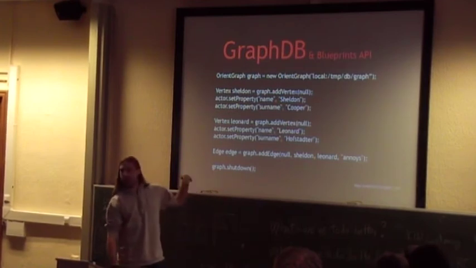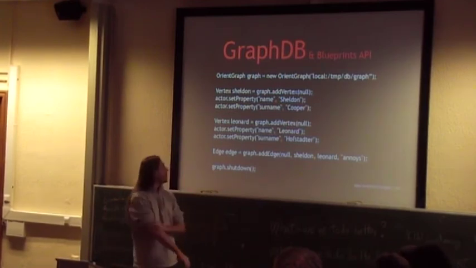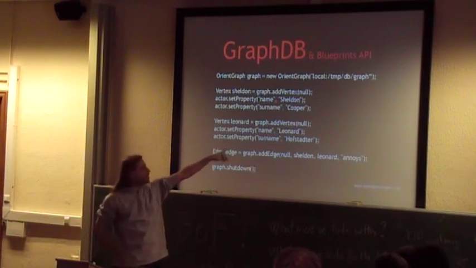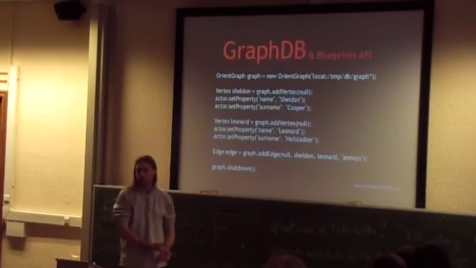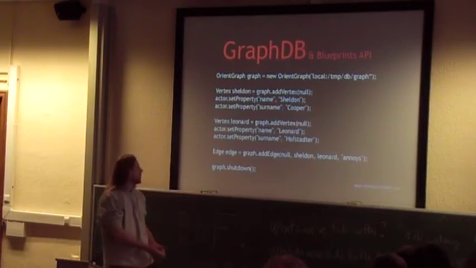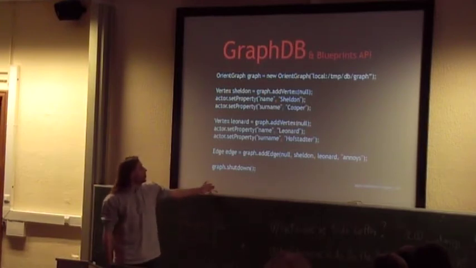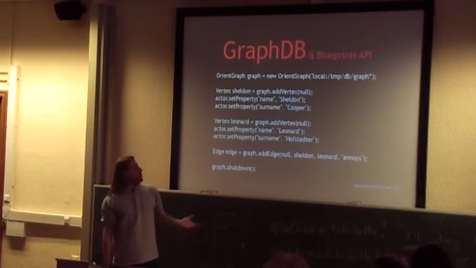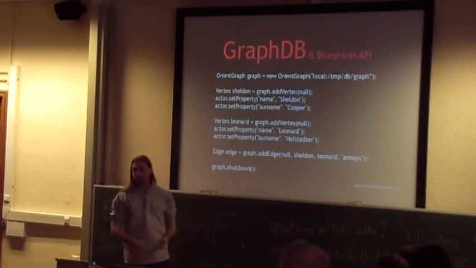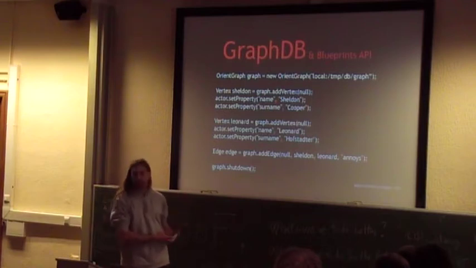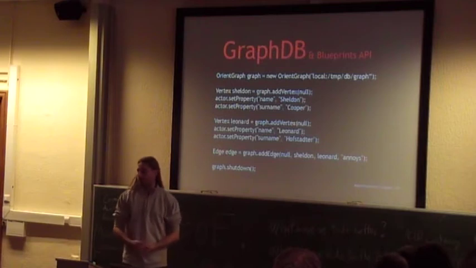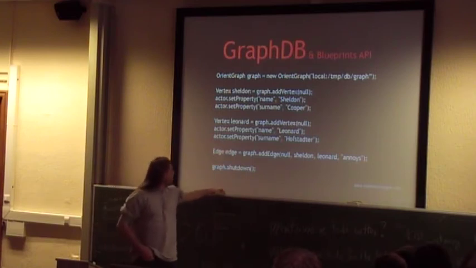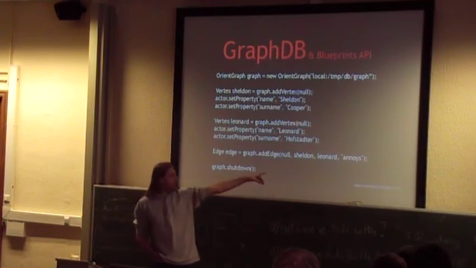Now, that's the highest level API for managing graphs. We create a new OrientGraph giving it its path, in this case a local path. If we have a server running, we use remote, the address, port, and the database name. And we see that it's really simple to work with vertexes and edges. We ask the database to create a vertex. In this case, the null value means we want just a vertex, without any superclass or extended class. So we create Sheldon and Leonard vertexes, and we connect them by adding an edge that says Sheldon annoys Leonard.